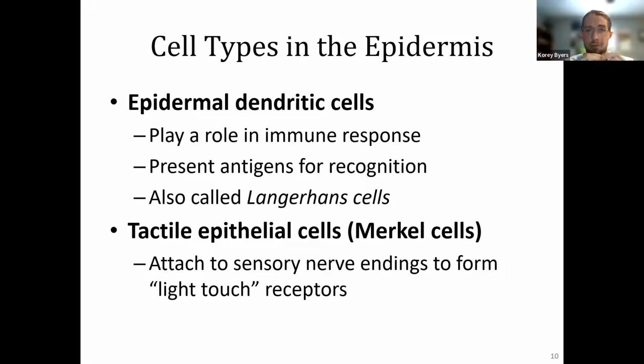Now, they're called Merkel cells, which is kind of a funny name, Merkel. I don't know, it's like my sister with her thick accent trying to say miracle. It's a Merkel, but anyway. It's a tactile epithelial cell. Tactile means touch, light touch.